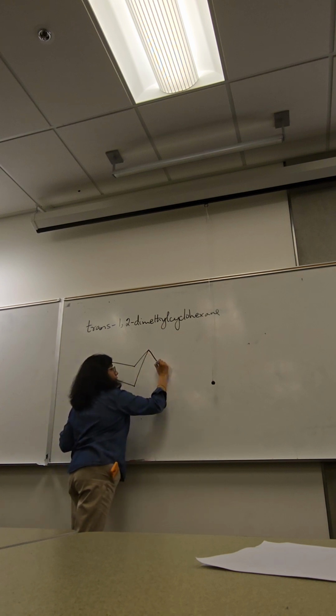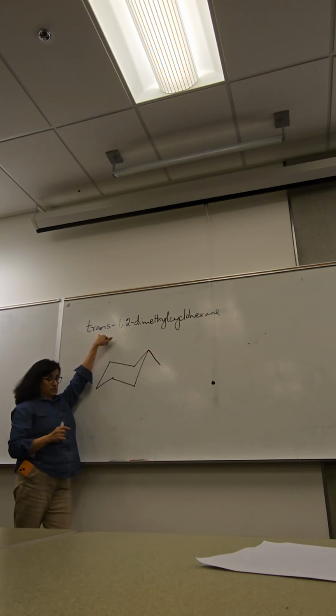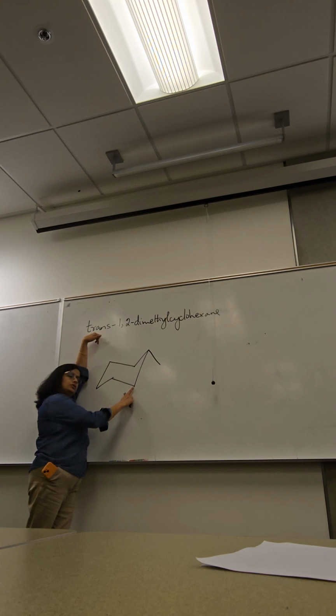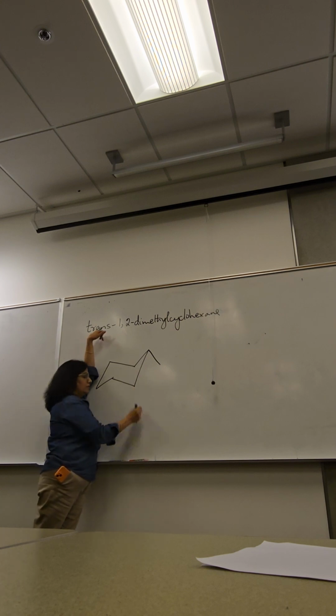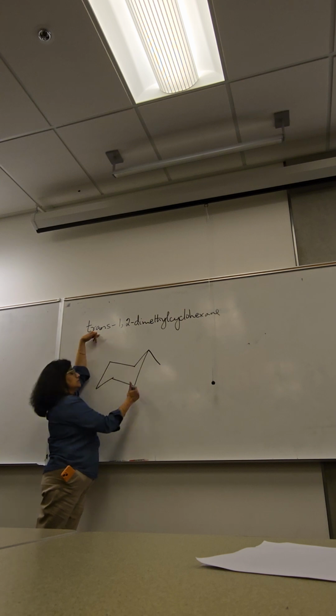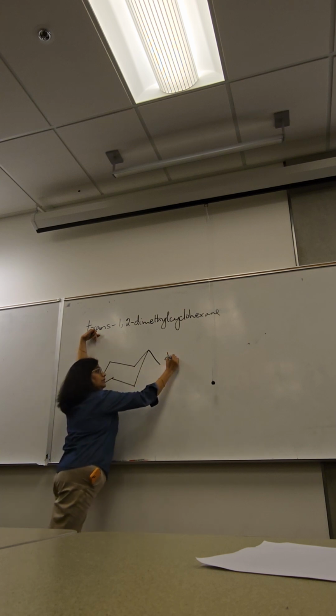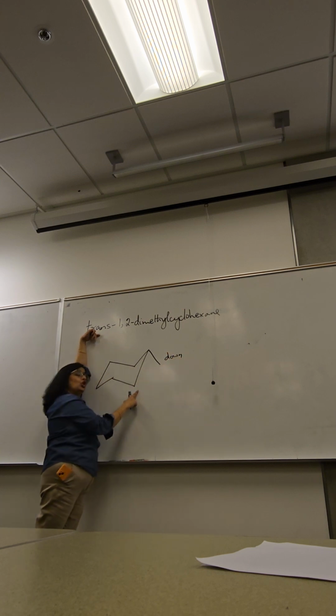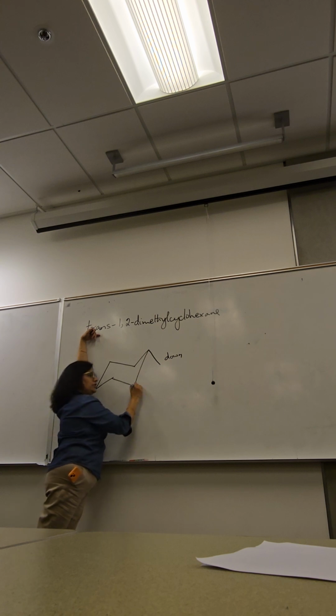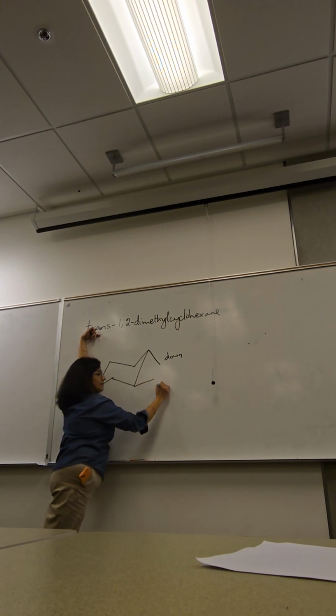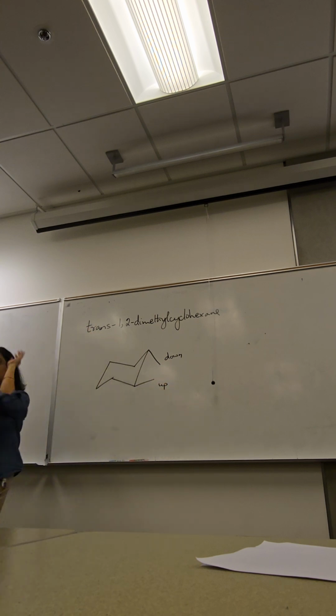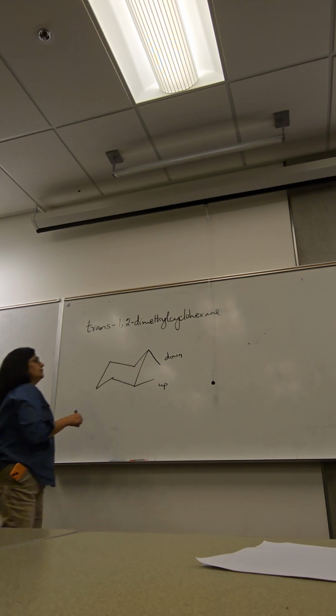So if that is going to be equatorial and I want trans, what should be the position of the methyl on C2? Axial. Trans. Equatorial. That's going down, right? So this one should go up. And is that equatorial or axial? Equatorial, we need opposite directions. That's trans. One is going downwards, the other is going upwards. Opposite directions. Give it a ring flip, please.